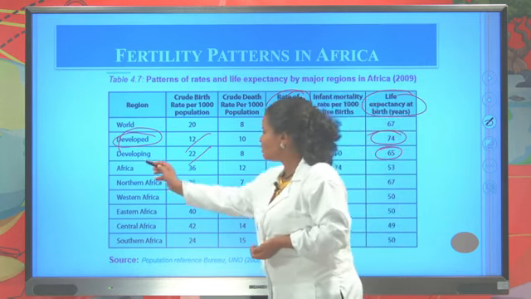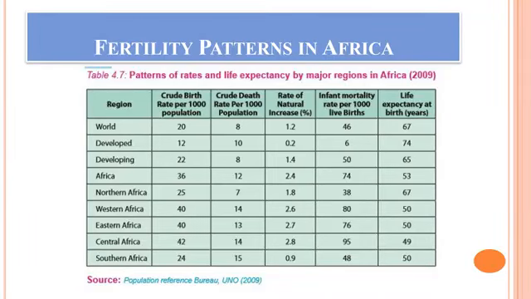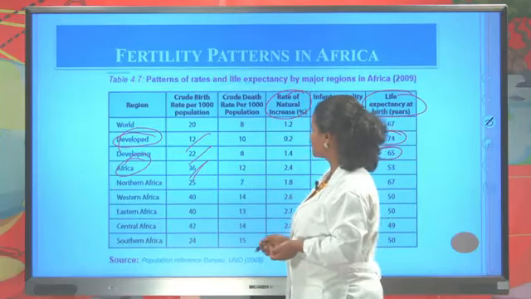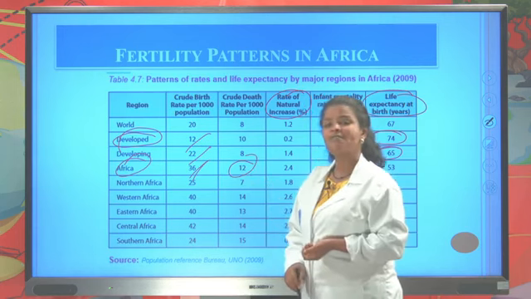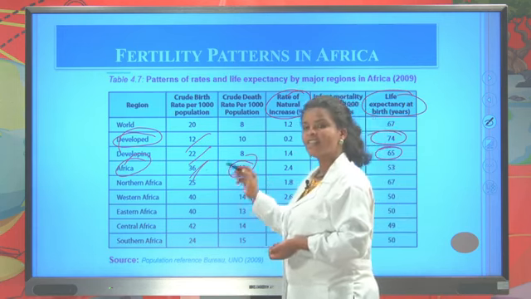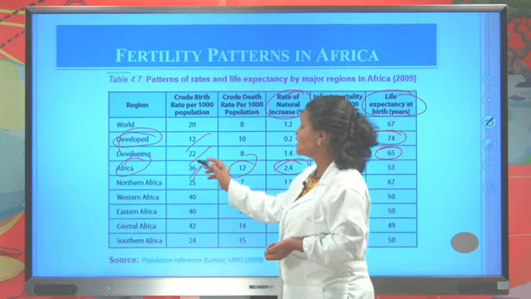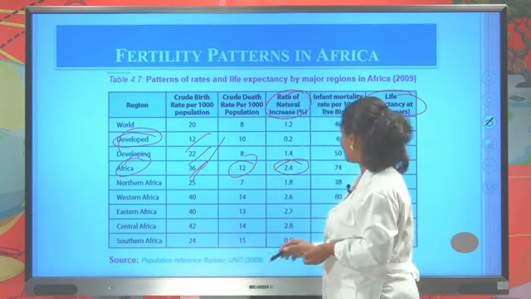When you see the region of Africa, the birth rate of Africa is 36 per 1,000, as we have seen above. It has a high fertility rate in Africa because of different factors, and also the death rate is very high, but the fertility rate is greater than the mortality rate in Africa. And natural increase in Africa is high as a result of the high fertility rate.